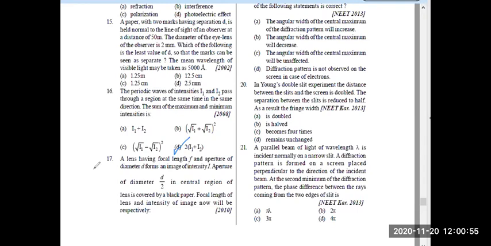A lens having focal length f and aperture of diameter D, right? Everyone read it once. Did you read 17? Okay, let's see the options. So a lens having focal length given, aperture diameter given, right? Intensity given, the central region of the lens is covered by black paper. Okay. Focal length of the lens and intensity will be respectively.